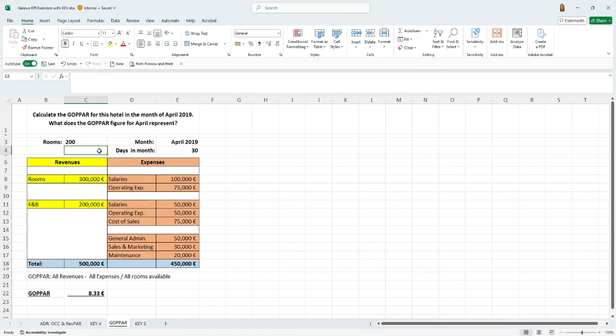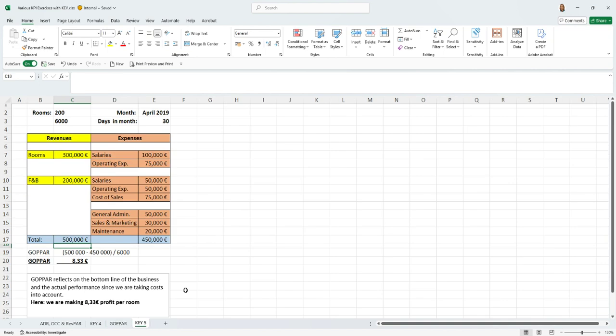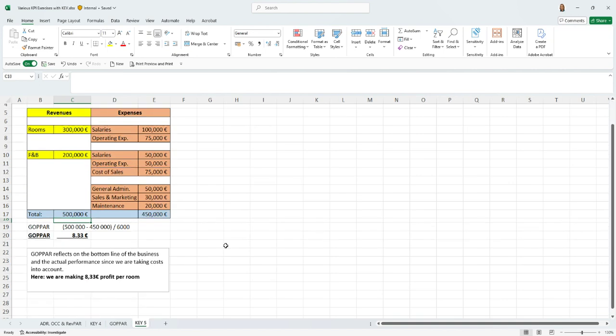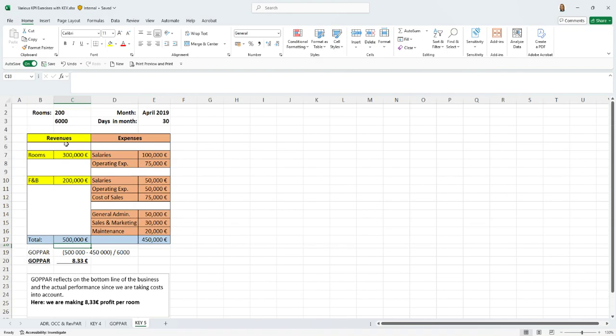Why 6,000? Because we've got 200 rooms in the property and we're operating, of course, every day of the month, 30 days. In this case, we would have 6,000 rooms available in total if we assume that there's no room out of order. So our GOPPAR would be €8.33, which is actually not too bad, because we're obviously making somewhat of a profit here. And this is not a bad performance, considering that this hotel has very limited revenue streams, which is only rooms and F&B, considering these expenses.